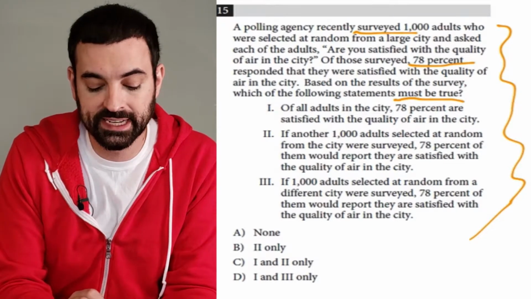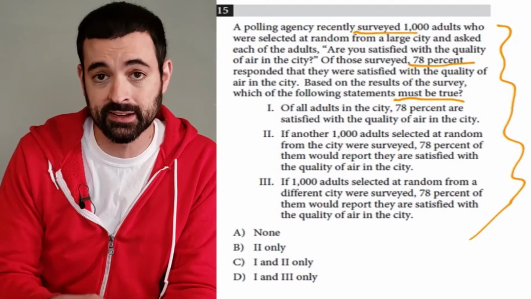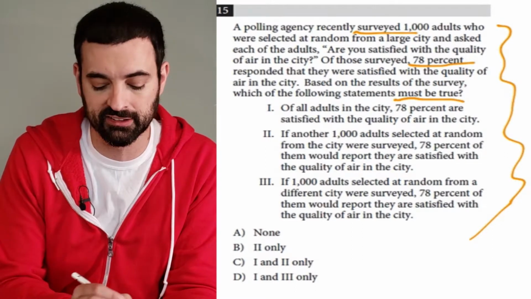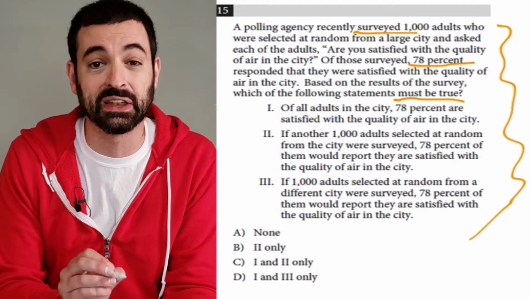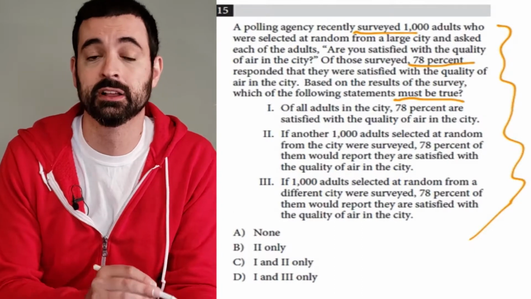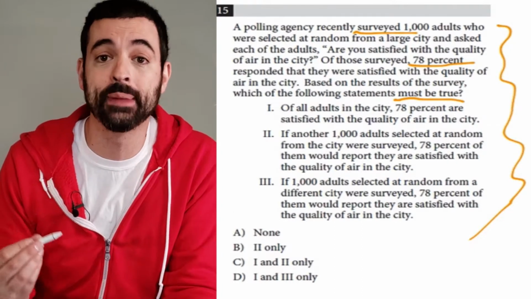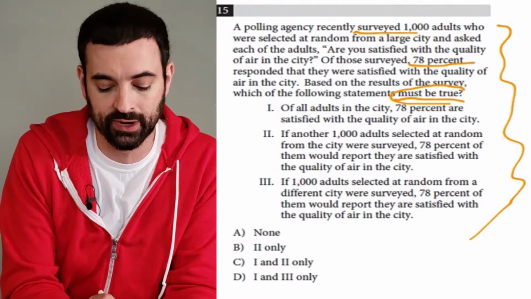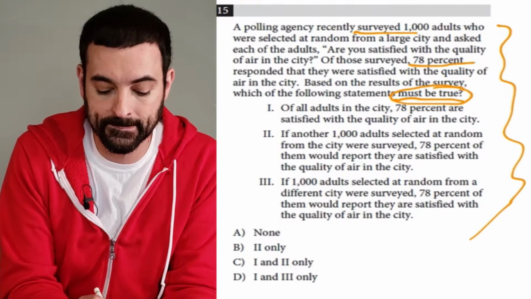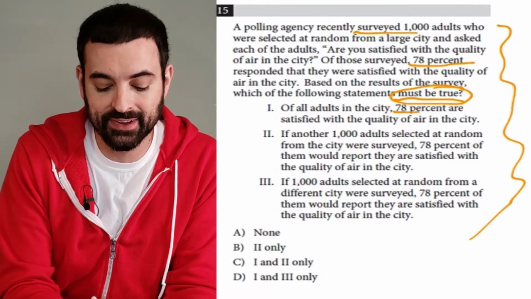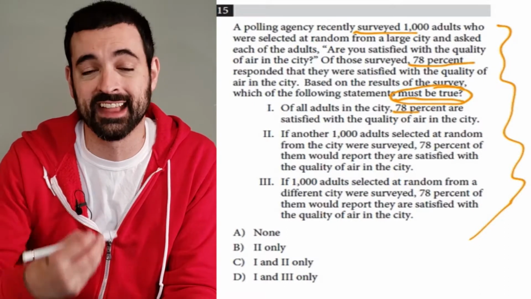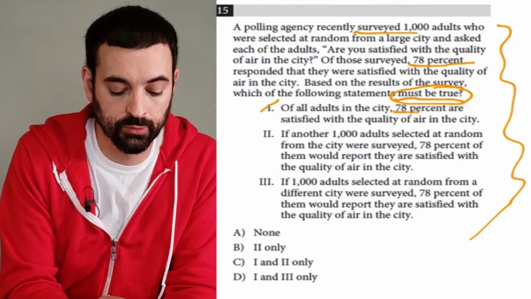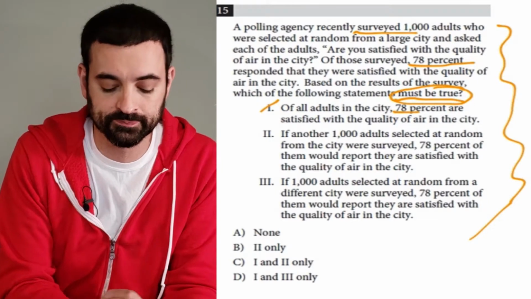We know that 78% of the respondents were satisfied with the air quality in their city. However, we can't say definitively that that will extend to all members of the city. So even though it could be true, it's not a case where it must be true. That 78% is not an exact extrapolation. Roman numeral 1 is no good.